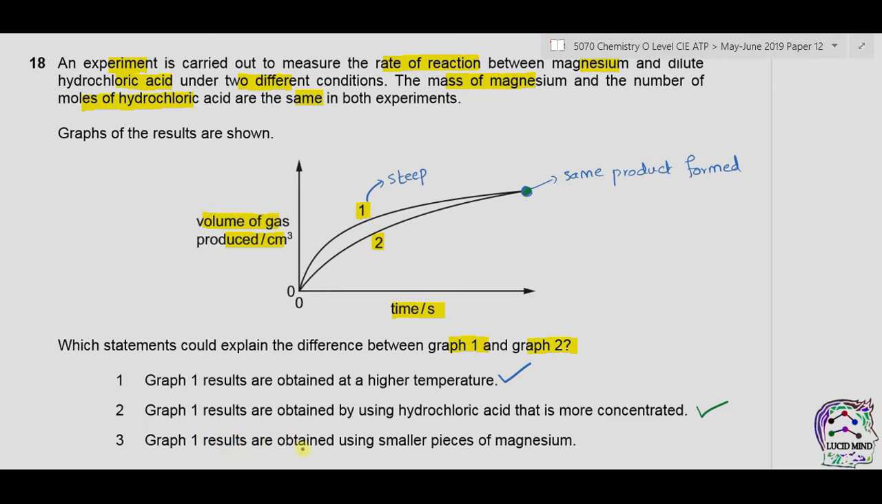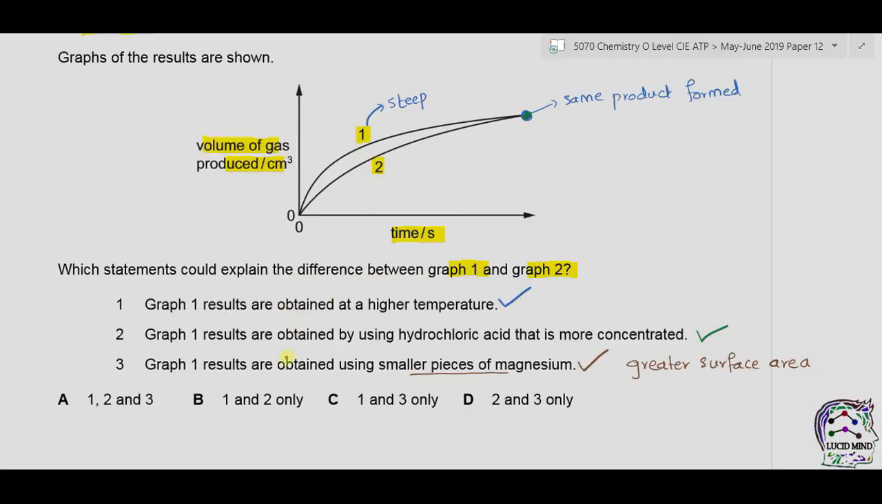3. Graph 1 results are obtained using smaller pieces of magnesium. Now you should know that the rate of chemical reaction is directly proportional to the surface area, and smaller pieces means greater surface area. So this can result in faster chemical reaction, so option 3 also seems to be correct for graph 1. As all three options are correct, the answer is A.